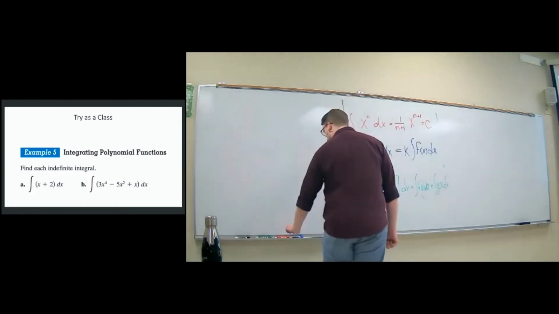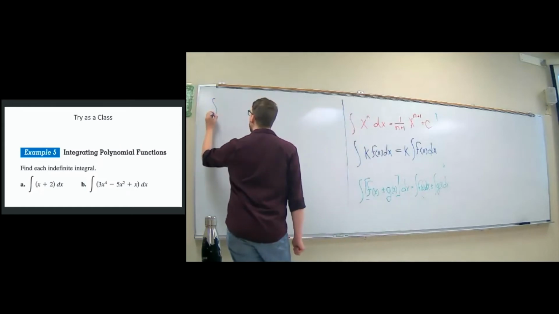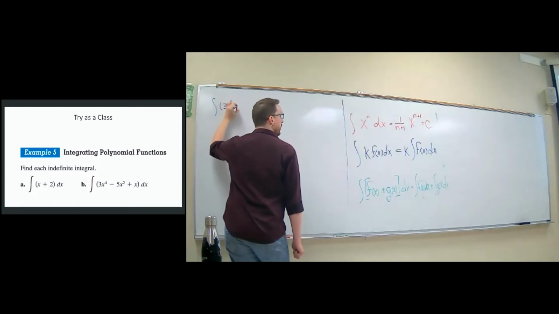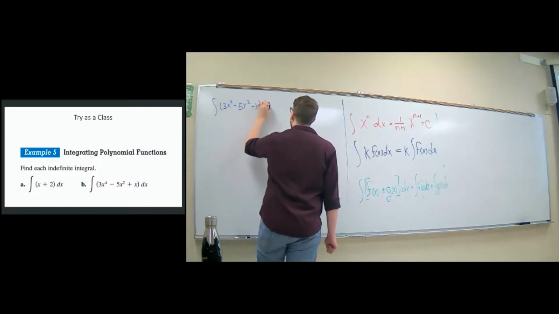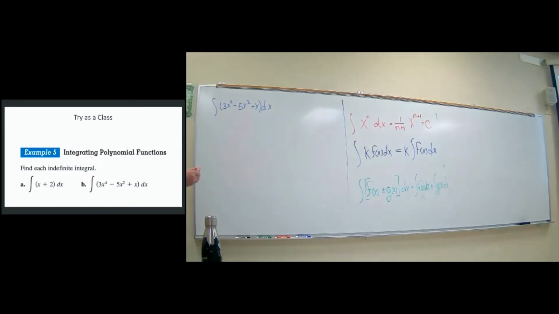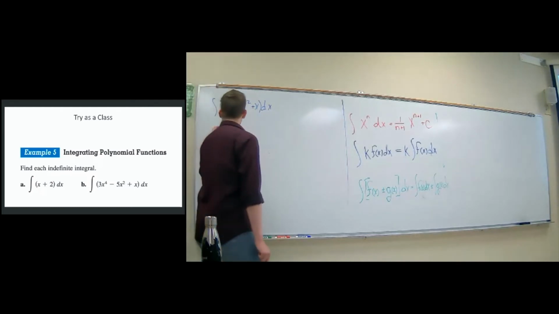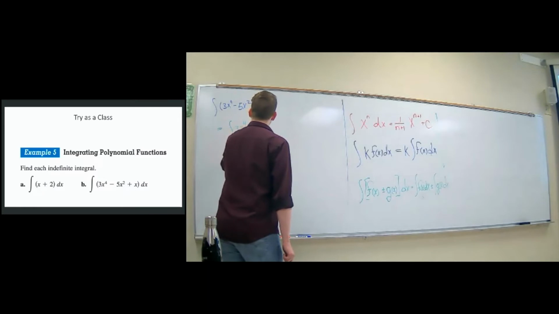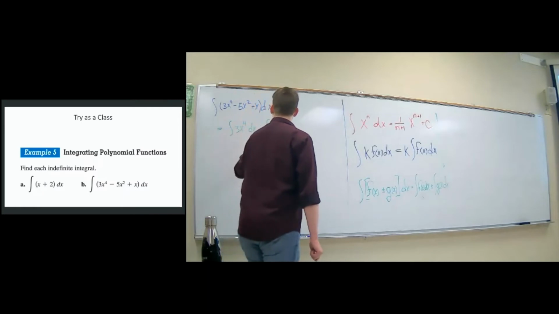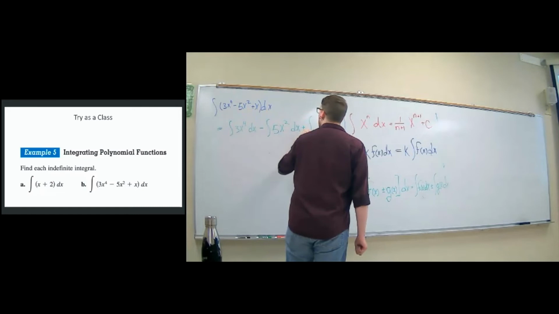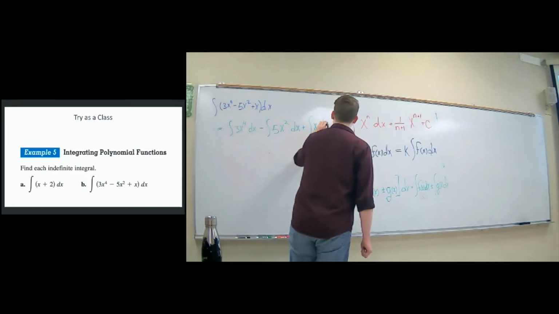So to solve B, we're saying, cool, this integral of 3x to the 4th minus 5x squared plus x, all integrated with respect to x, this thing is going to break up. We're going to say this thing is equal to the integral of 3x to the 4th integrated with respect to x minus the integral of 5x squared integrated with respect to x plus the integral of x integrated with respect to x.